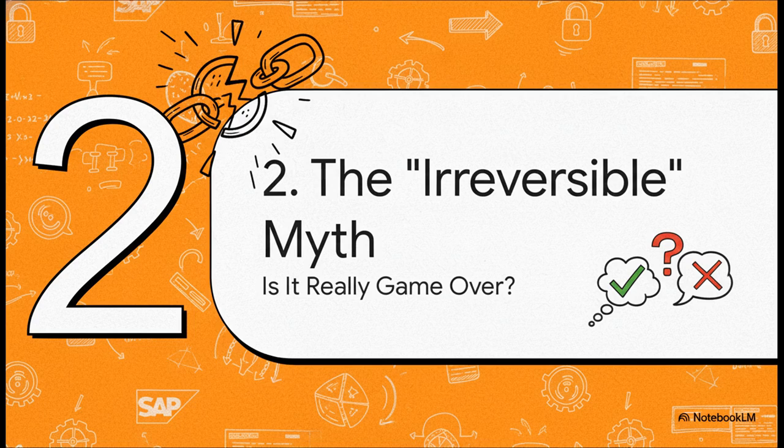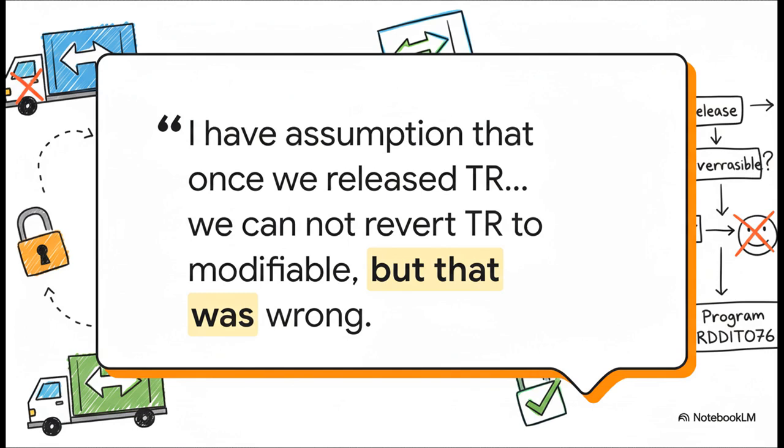Which brings us to a really big point, what I'm calling the irreversible myth. For the longest time, the common wisdom was that once the transport is released, that's it. It's locked in, it's final. Game over. But is it really? And check this out, this quote from the source material just hits the nail on the head. It says, "I had an assumption that once we release TR, we cannot revert TR to modifiable, but that was wrong." That one sentence right there, that is the exact myth we are about to bust wide open.